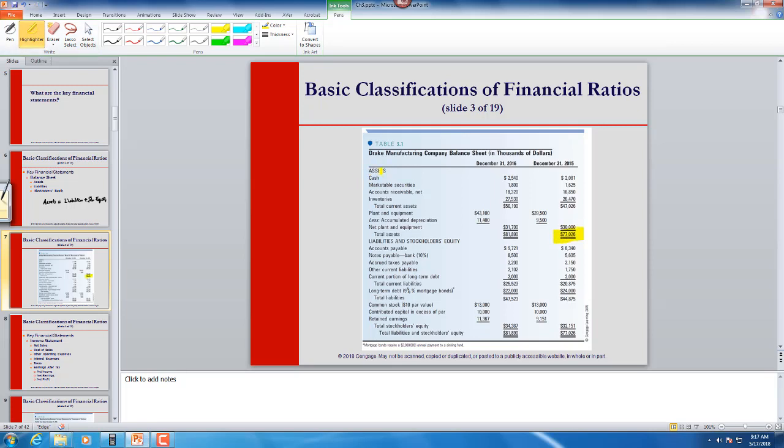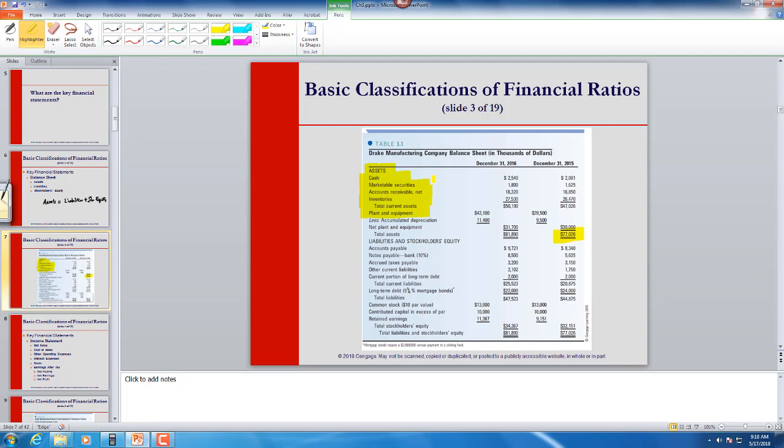Assets are divided into, you see the order of the assets here. This is the asset side, and I'm going to be using yellow highlighter for the asset side. You can see the most liquid assets come first, like cash is the most liquid, then come marketable securities, then accounts receivable, then inventories, then comes plant and equipment. The lower an asset is in the order, the less liquid it is.